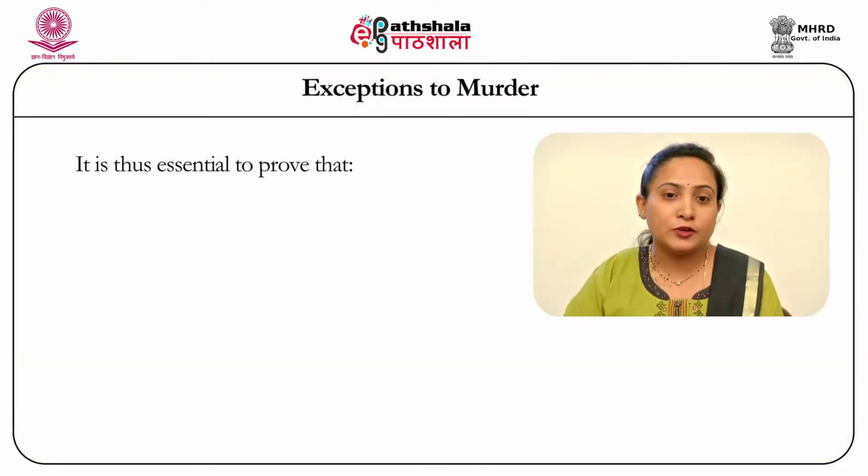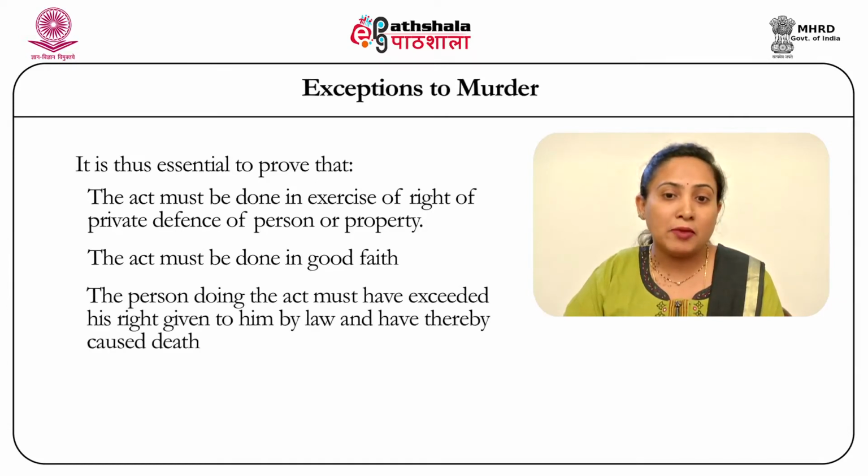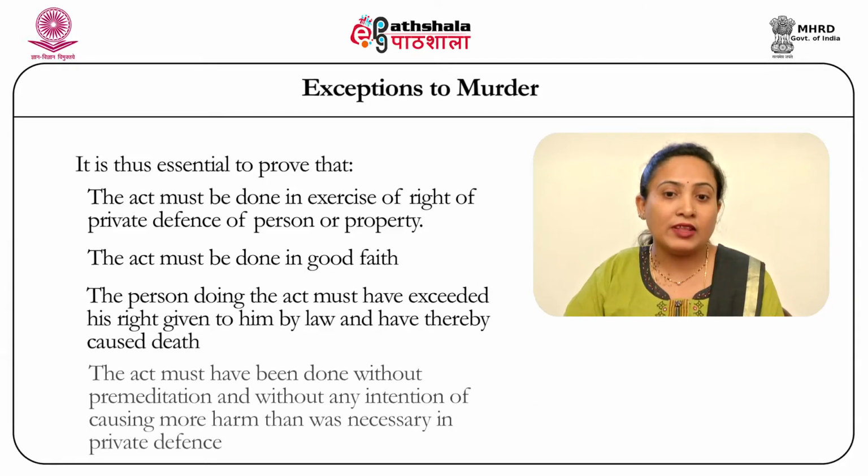Now, in order to get this ground of exception, it is essential for the accused to prove that the act must be done in the exercise of his private defense of person or property, and then secondly, that the act done by him was purely in good faith without any mala fide intention. Thirdly, that the person doing the act must have exceeded the right given to him by the law, that is under Chapter 3 of the IPC, and the act must have been done without any premeditation and without any intention of causing more harm than what was necessary under the ground of private defense. That refers to the principle of proportionality.